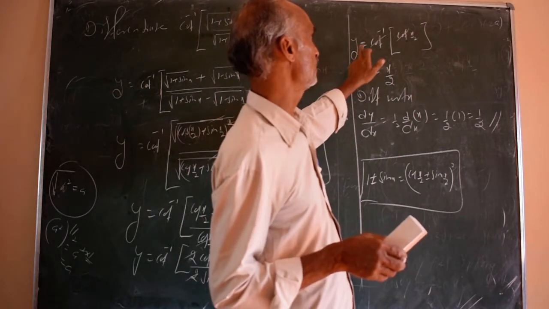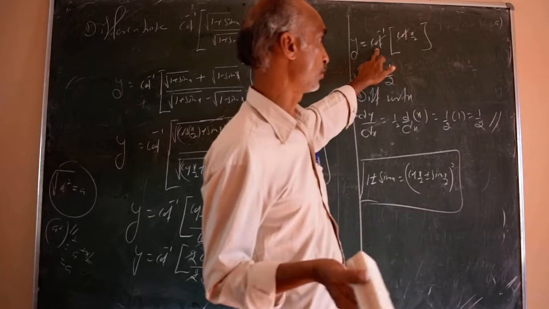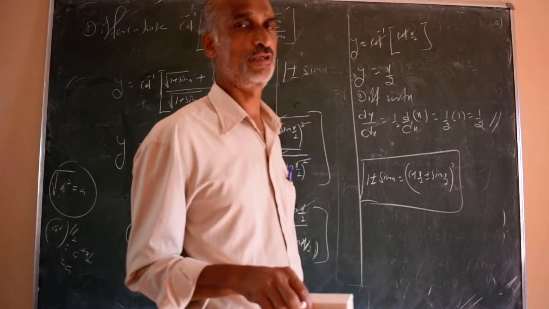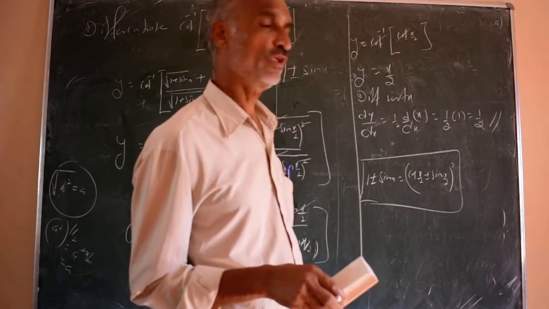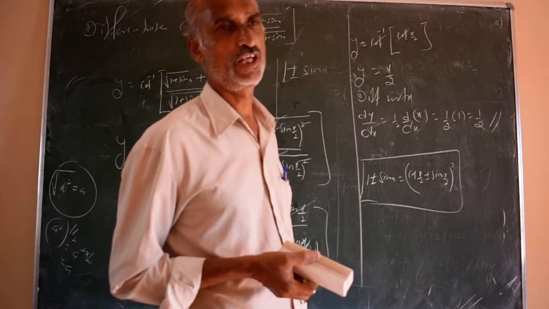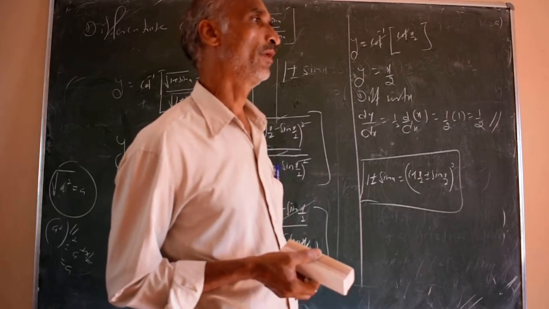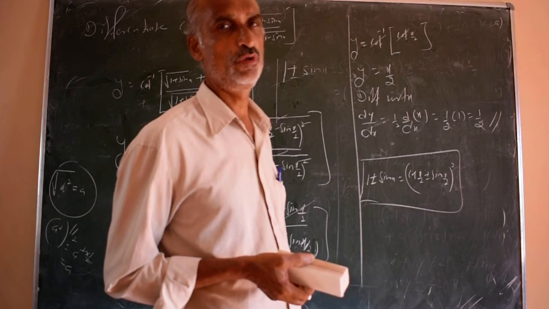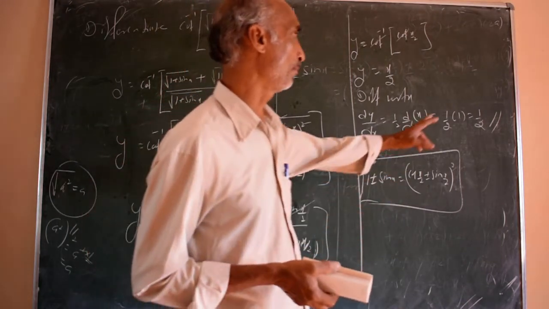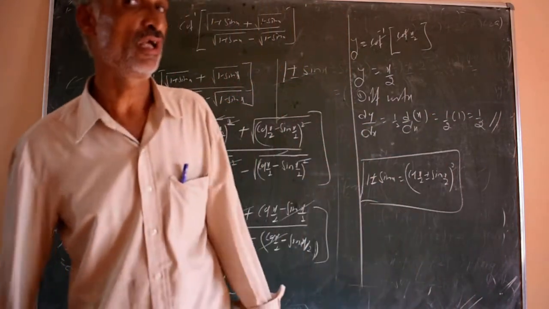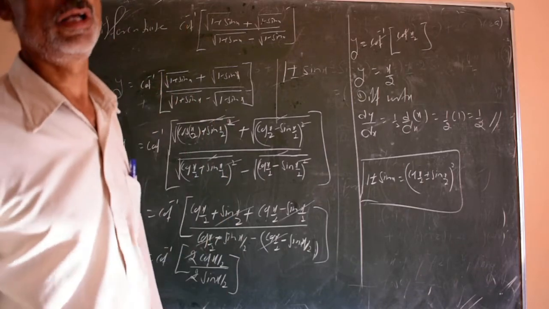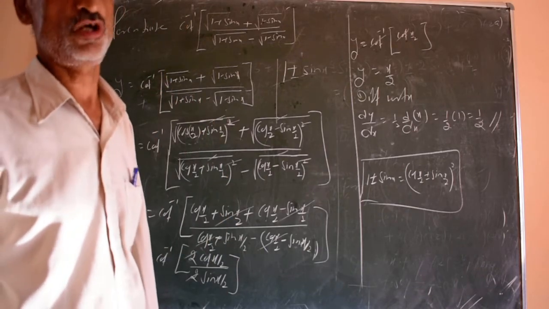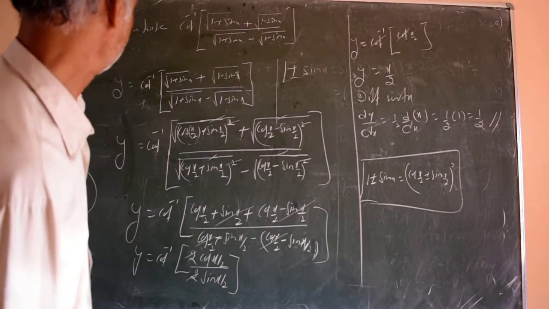In that case, what happens? Cot inverse tan x by 2 is equal to pi by 2 minus tan inverse tan x by 2. Tan inverse tan cancels, then it becomes pi by 2 minus x by 2, and differentiating with respect to x you get minus half. Therefore, the answer in CET may be plus or it may be minus. Both answers are possible here.